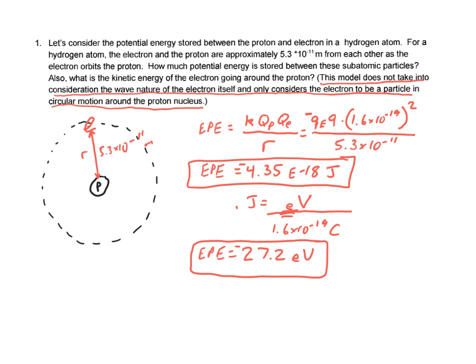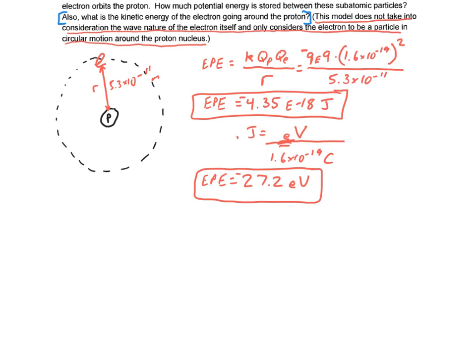It's not the last thing that was asked for. There's a little bonus thing here. Also, what is the kinetic energy of the electron going around the proton? This is actually a much more difficult problem because I'm going to assume that the proton is stationary, which is fine for approximation reasons. The proton is so much larger in mass than the electron that it's actually a reasonable assumption.